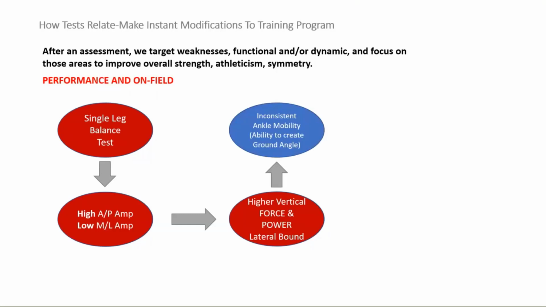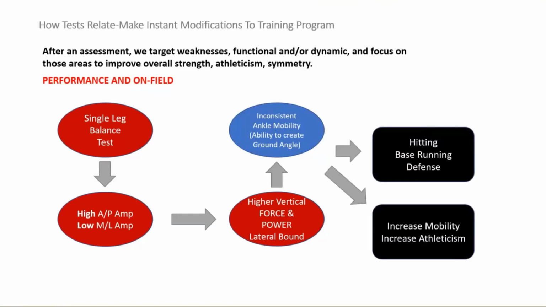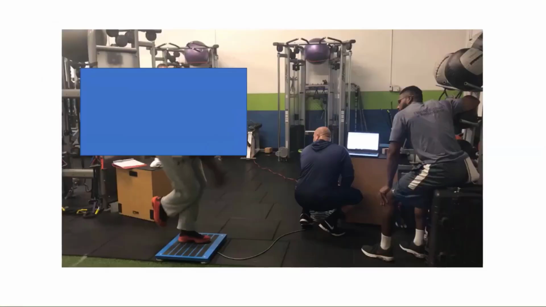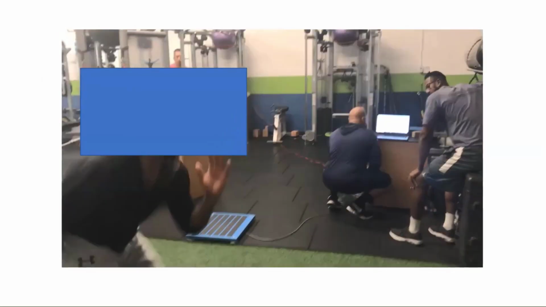Inconsistent ankle mobility affects the ability to create what we call a ground angle, which is being able to drive off the inside of that foot and maintain that lateral force and power. This is a baseball player, so this could affect him in hitting, base running, and defense. If their first movement is up, then it's an inefficient movement. We need to increase the mobility and increase athleticism in that lateral direction by modifying the program. This is what a lateral bound is on the force plate. Something simple like that.